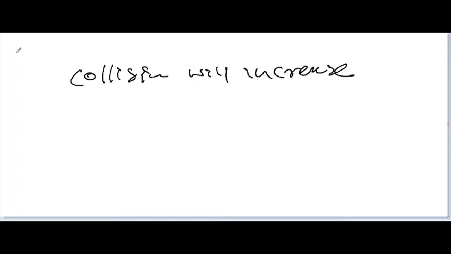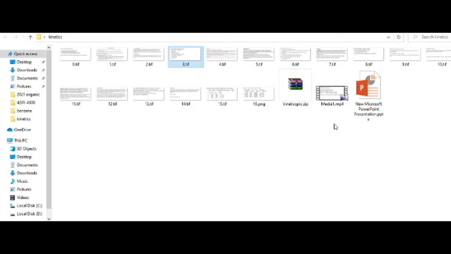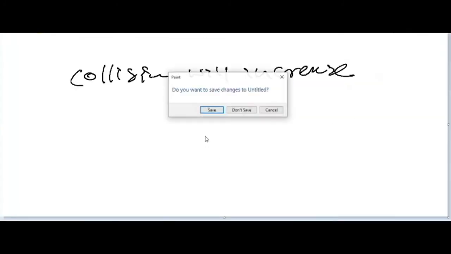Collision will increase, and as a result the rate of reaction will increase. So these are the factors that affect the rate of reaction. In your resource book you can see different chemical experiments that also explain these factors. This is the same one, but sometimes they may give different reactions.